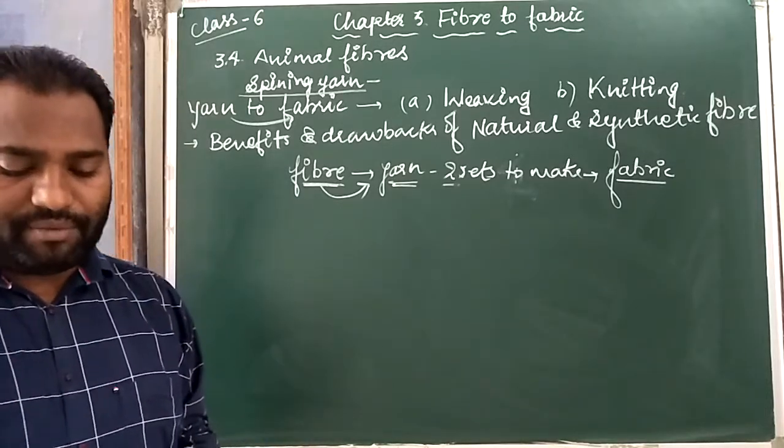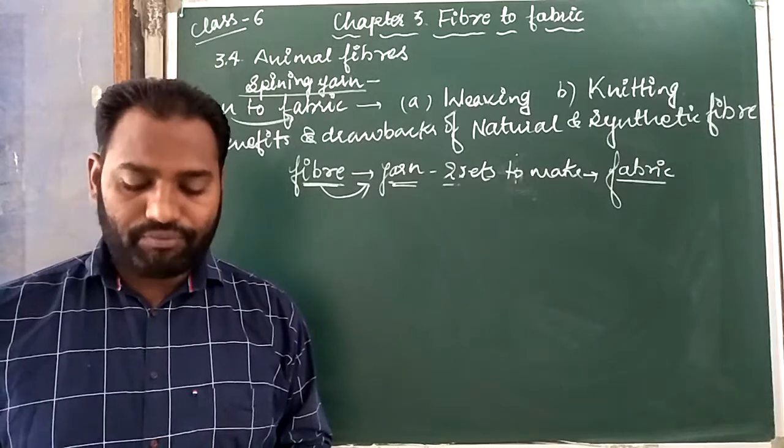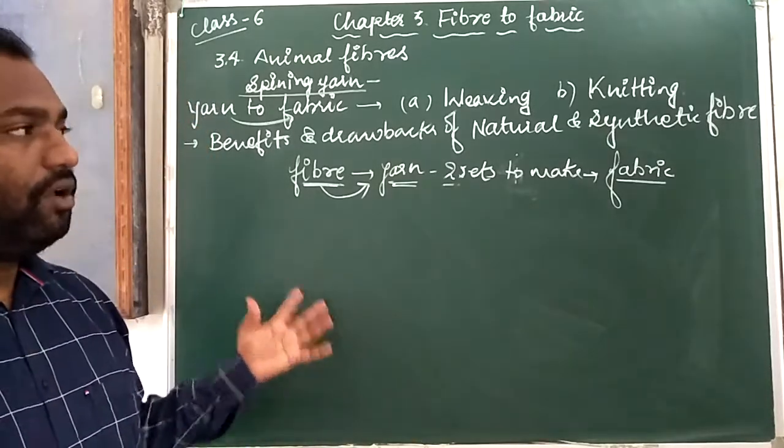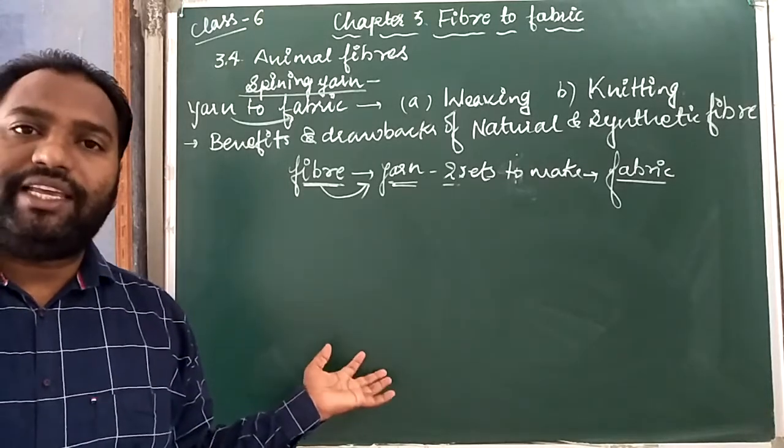The woven fabric is then dyed and bleached or polished. Dyeing means giving color. Bleaching means making it disinfected. Polishing means giving a shiny surface.